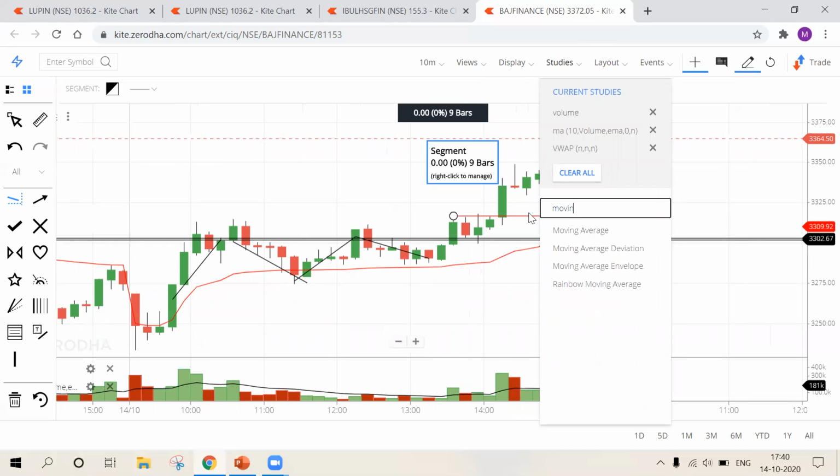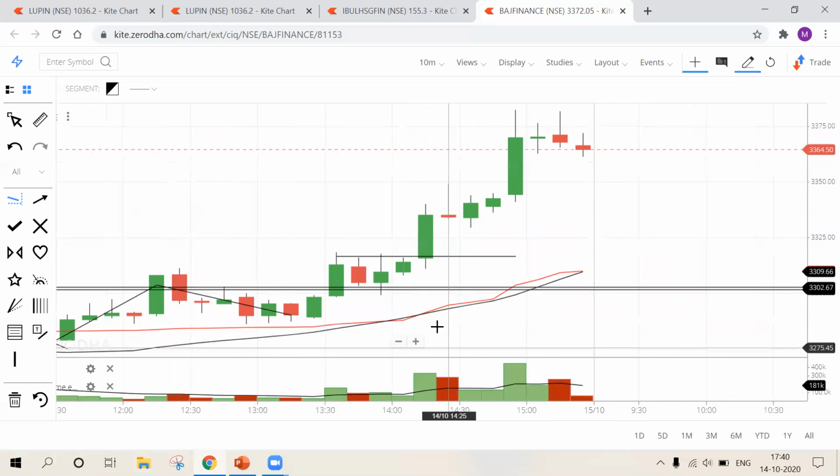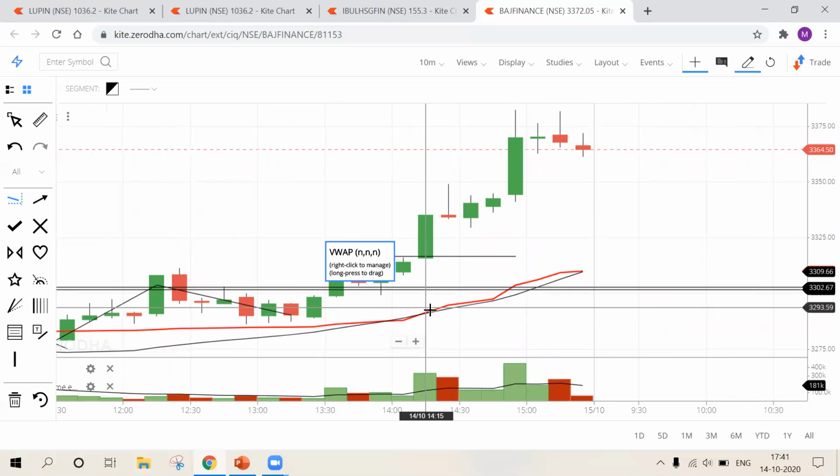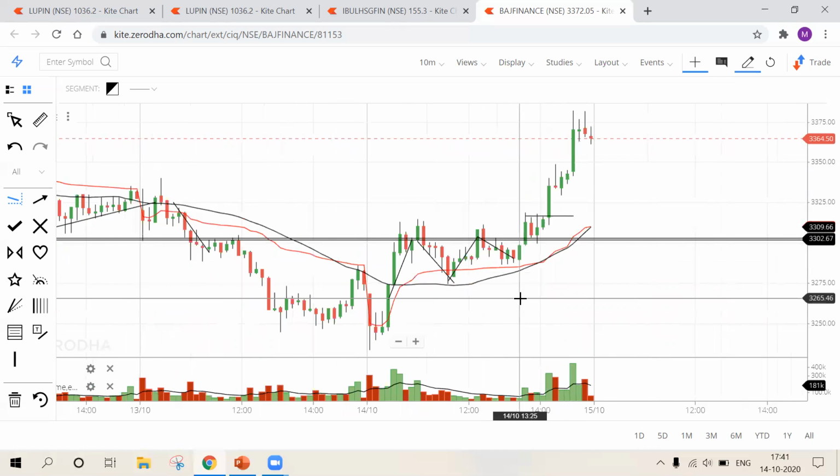Our favorite moving average, which predicts the short-term trend in a very good manner, is the 35 moving average, and the color should be black. Click on done. That 35 moving average is also asking us to take a buy position, because candles are above the 35 moving average as well.